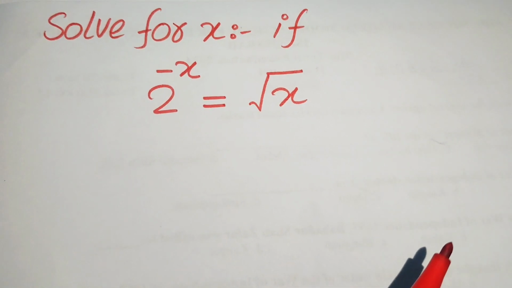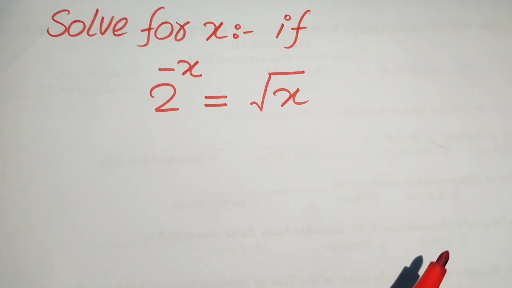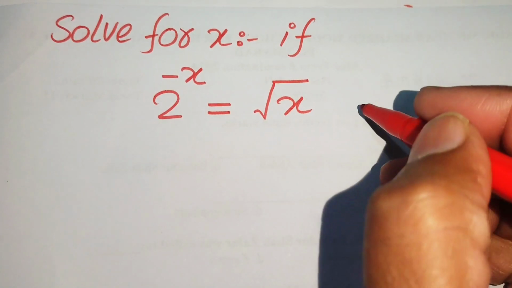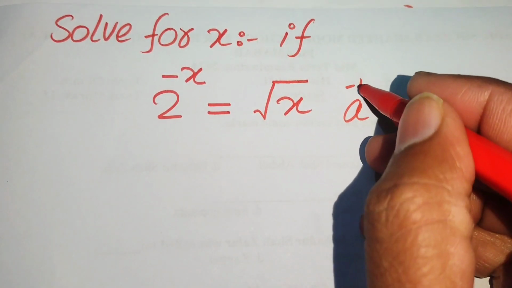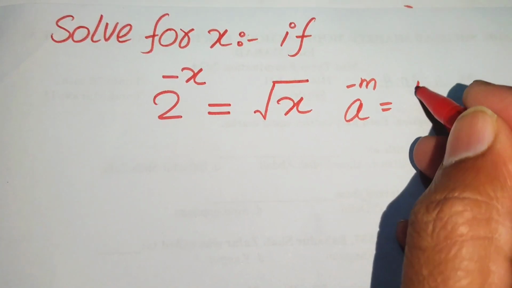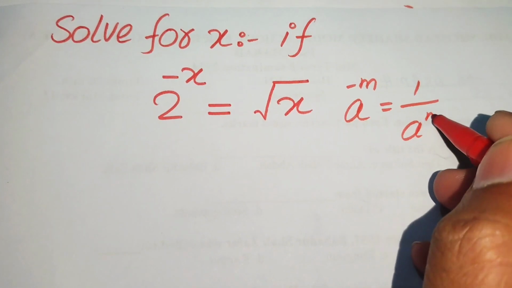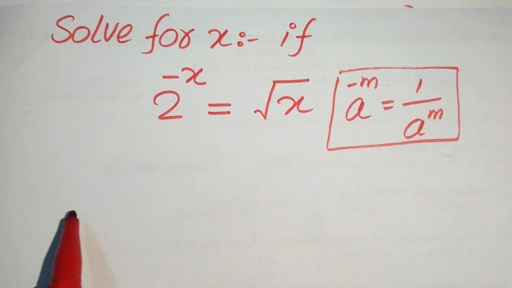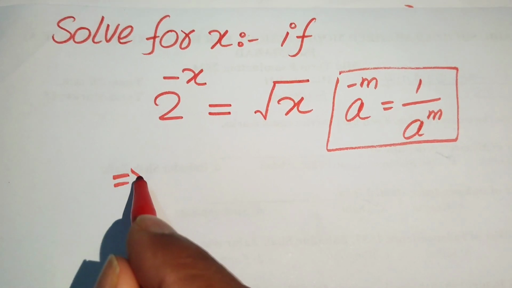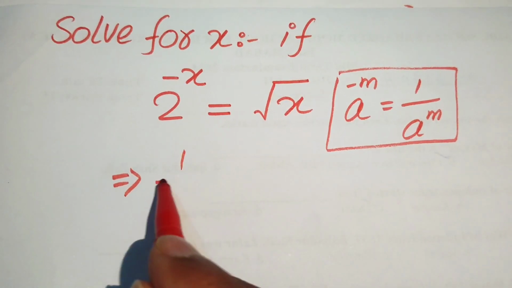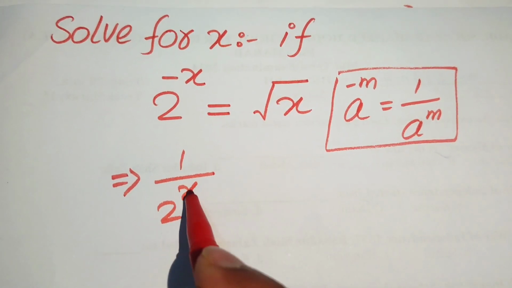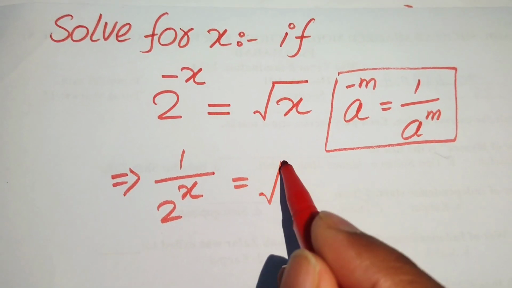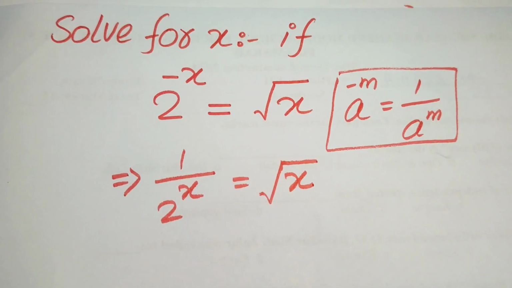So here in the left hand side we use the nice exponential law. You know that if we have a to the power of minus m, we write it as 1 over a to the power of plus m. So according to this law, we write the left hand side of the above equation as 1 over 2 to the power of x equals square root of x.